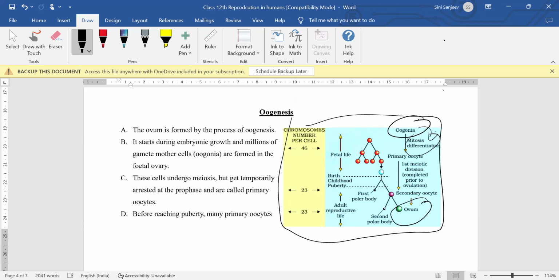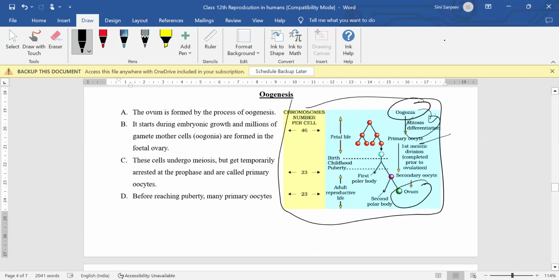Here also the primary oocyte, once it is produced, is going to undergo the first meiotic division. The first meiotic division will be completed before ovulation is about to happen, around the 6th or 7th day of the menstrual cycle. So the primary oocyte undergoes the first meiotic division, then the secondary oocyte is formed. Then it will undergo the second meiotic division and form the product, which is the egg.